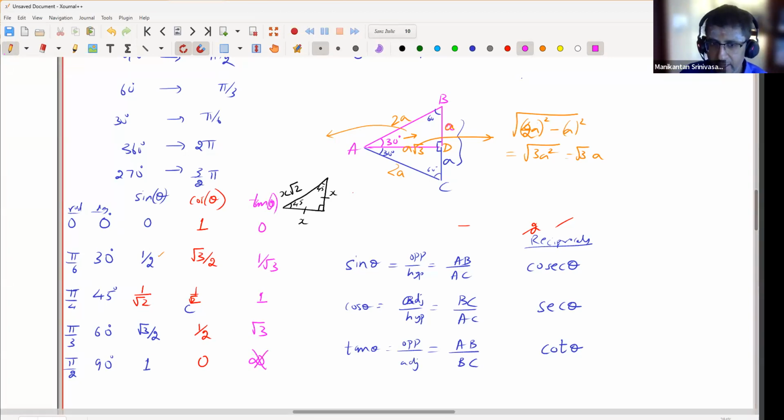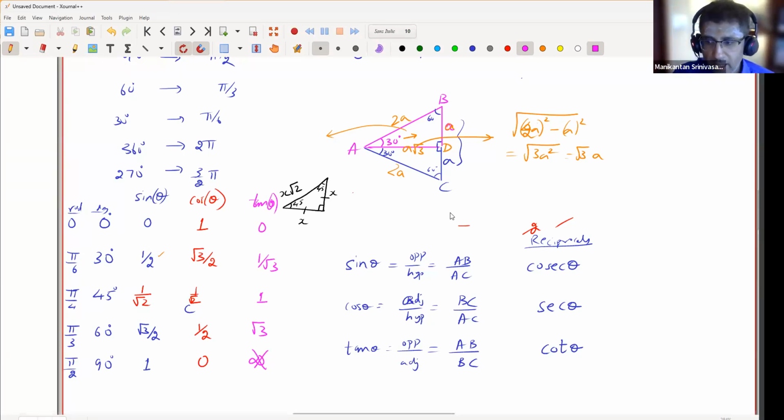It's not defined. Not because of 1 by 0 and all that, but because slightly to the left of 90, tan theta will go to positive infinity. Slightly to the right of 90, tan theta will go to negative infinity. So the 90-degree point, or the pi by 2 point, will be a vertical asymptote for the graph of tan theta. So tan will blow up to positive infinity close to 89.99 degrees, and it will blow down to negative infinity when it's 90.001 degrees. Okay.